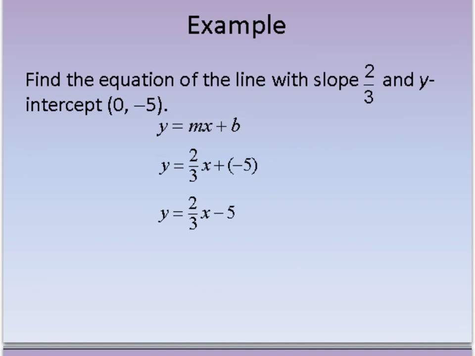And now we're moving on to writing equations. In this example, it says find the equation of the line with a slope of 2/3 and a y-intercept of negative 5. So when they give me the slope, m, and the y-intercept, b, all I have to do is replace m and b in slope-intercept form. And so here is this equation.